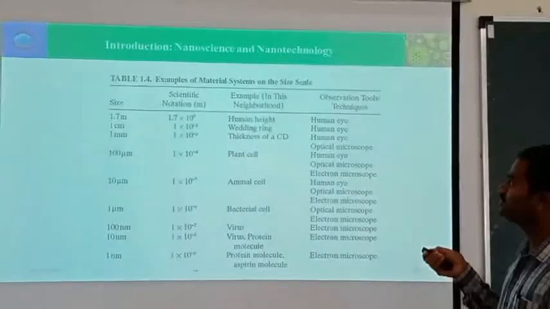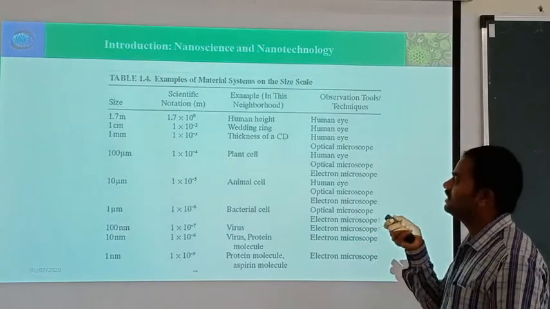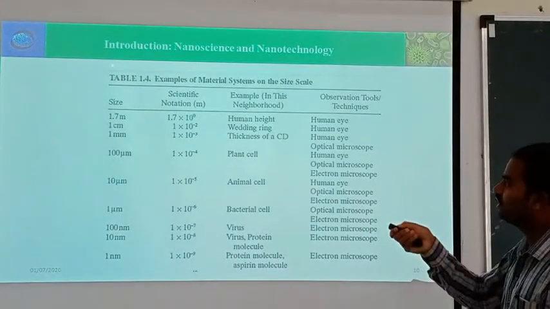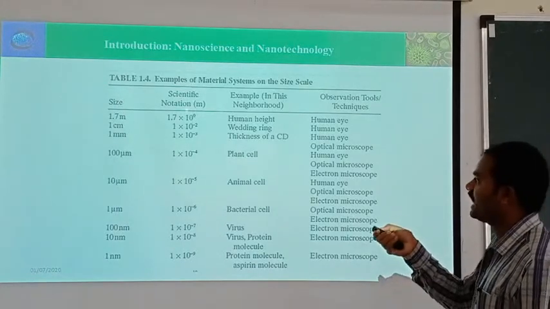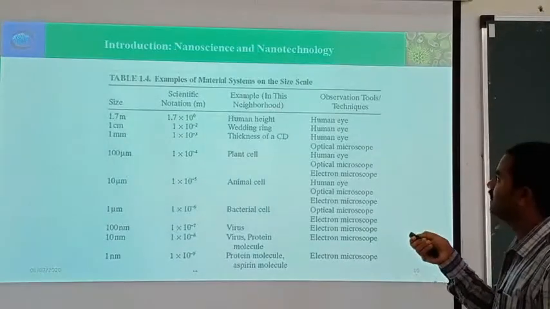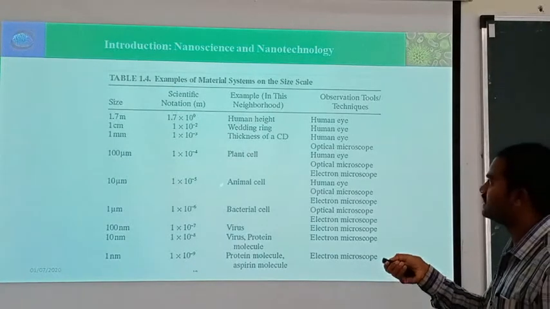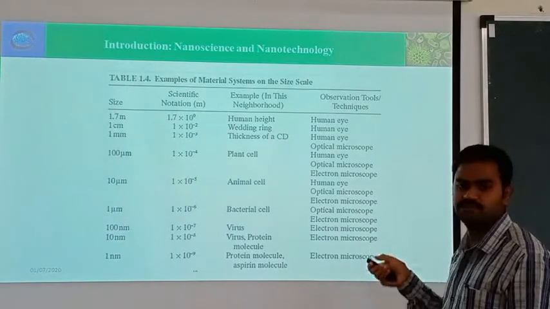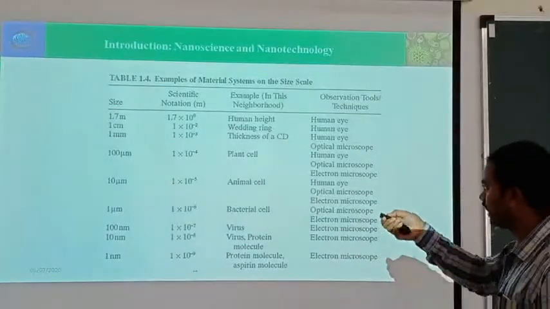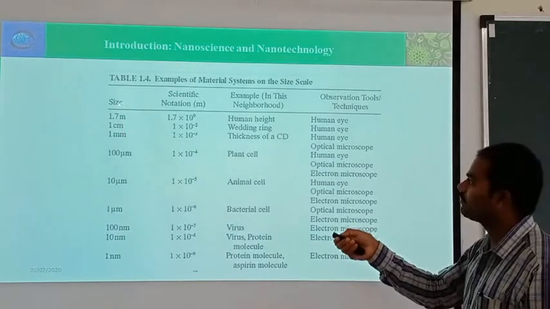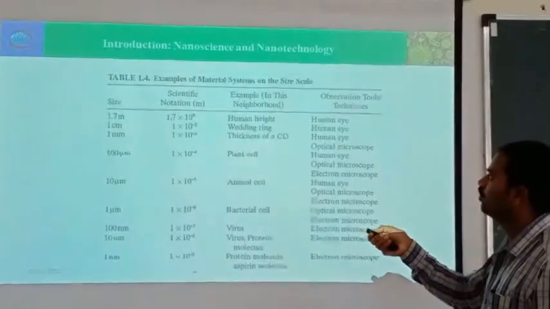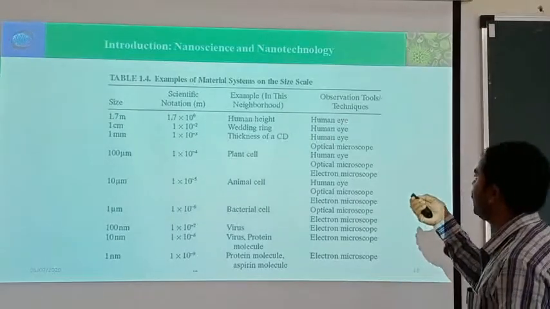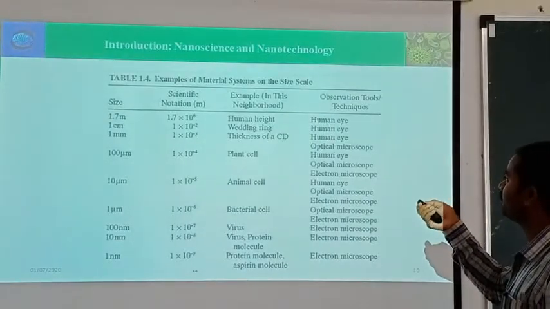So what is that relation? You can find out by using this table. This table shows examples of material systems on the size scale. So here is the size, different sizes. Here is the scientific notation for that. For comparison we have taken one example each, and how you can observe these objects or particles. So here is the scale 1.7, this is a metric scale. Notation 1.7 into 10 raised to 0 is like human height. You can observe this by using the naked human eye.